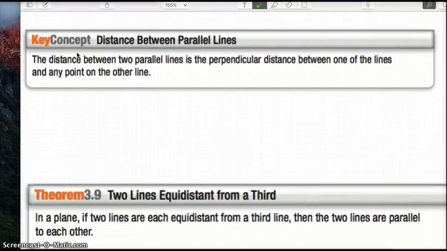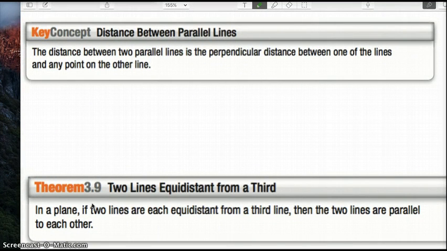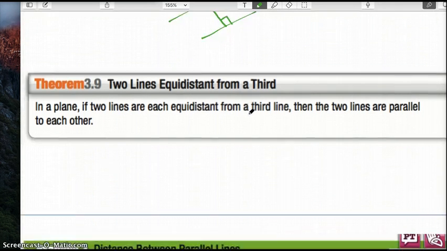I'm going to read over this key concept, and here's an interesting development in Theorem 3.9. The distance between parallel lines. The distance between two parallel lines is the perpendicular distance between one of the lines and any point on the other line. So if you've got two lines that are parallel and you want to talk about the distance between them, it would be the distance between one point on a line and the other line. So basically a perpendicular distance. That's stated in words, but I think intellectually you would have understood that, right?